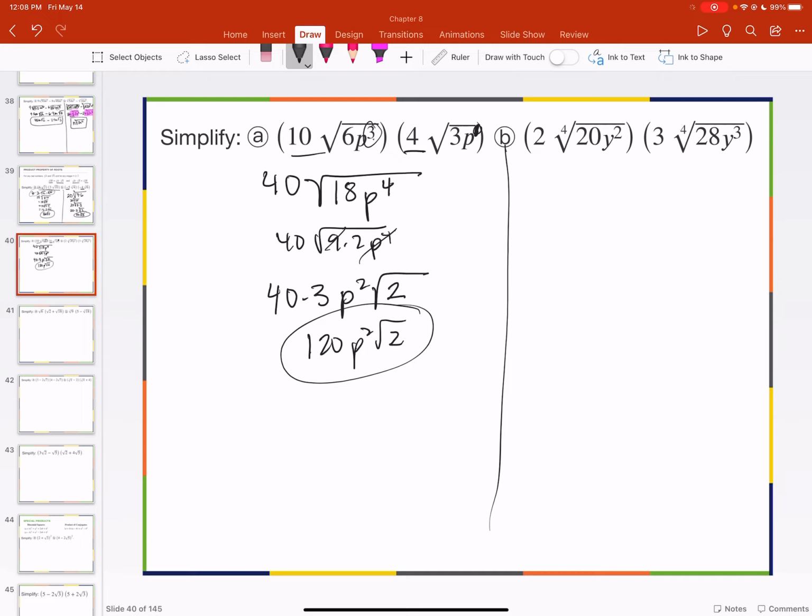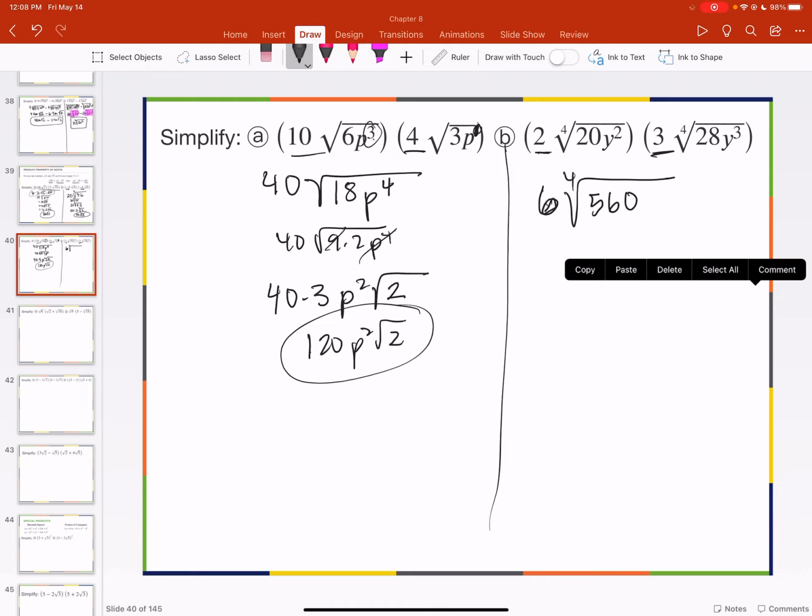Okay, let's do the next one. Let's multiply these. 6 fourth root of, then you have 20 times 28. So let's see, if I factor, let's just multiply it out first, I guess. Fine. That's going to be what, 560? Yeah. There's an easier way to do this, and I know it. I can almost taste it, but I can't.